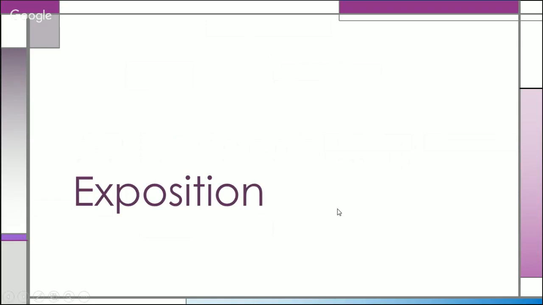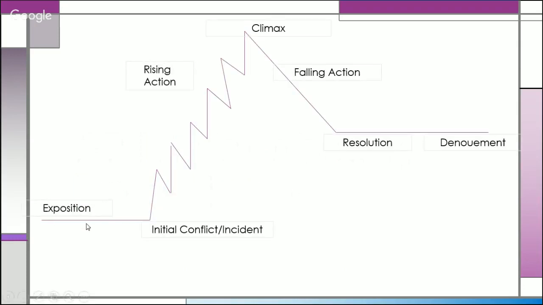Here is that first part of the plot diagram, the exposition. Remember, the exposition in a story comes at the beginning. It gives essential information like setting and characters. It might talk about previous events that are important to the story. And so it sets us up in the beginning of the story. That's our exposition. Right after our exposition, we have our conflict.